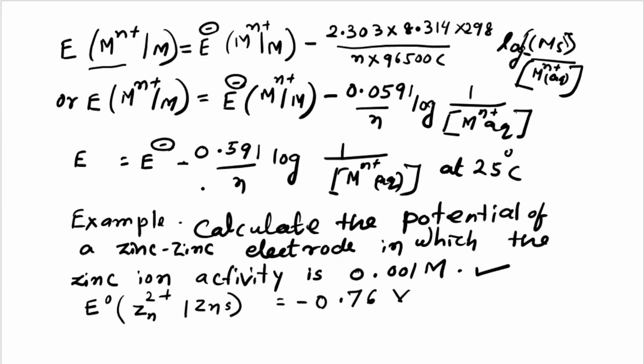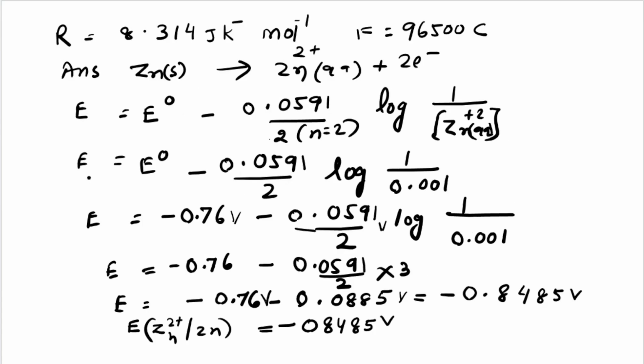You can see in this equation what is given. Here E0 is given and here this value is given. And what is being asked? E. Calculate the potential of the electrode, the potential, not the standard. The standard potential is given, and only the cell potential, or you can say the potential of this electrode, E, is being asked.